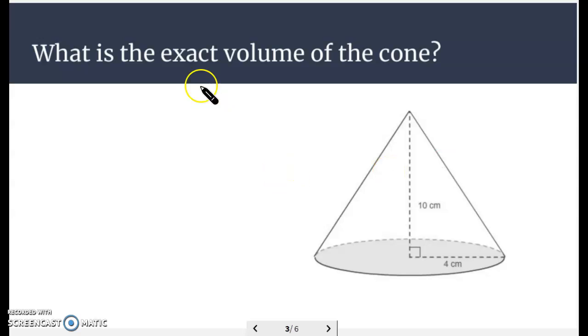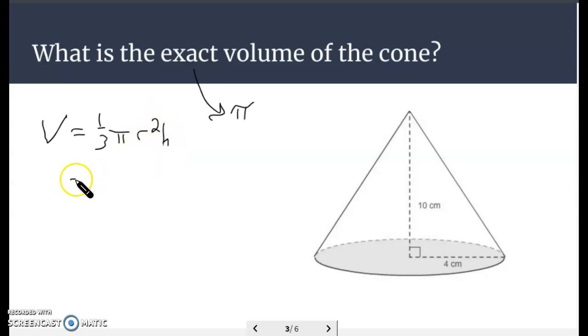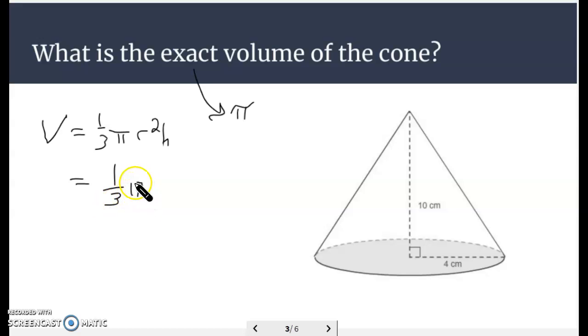What's the exact volume of the cone? We see the word exact, so we're going to leave pi in our answer. Alright, so let's get our formula again. 1/3 pi r squared times h. 1/3 pi, 4 squared times 10.